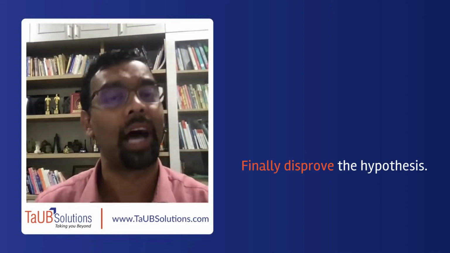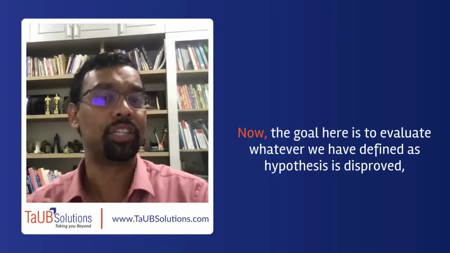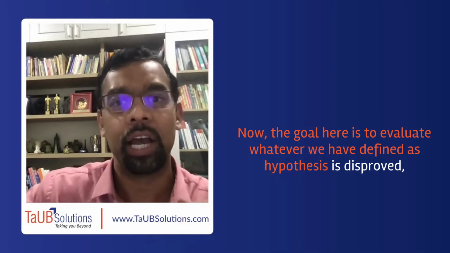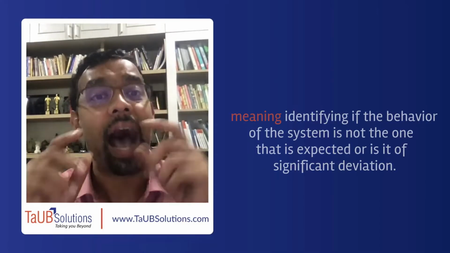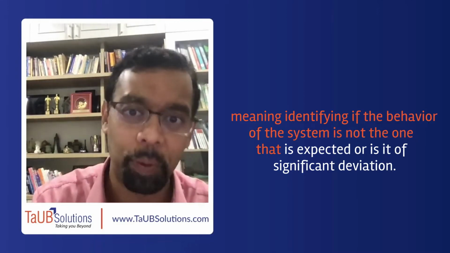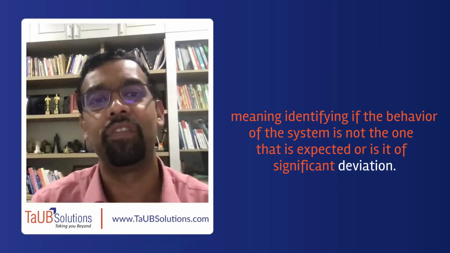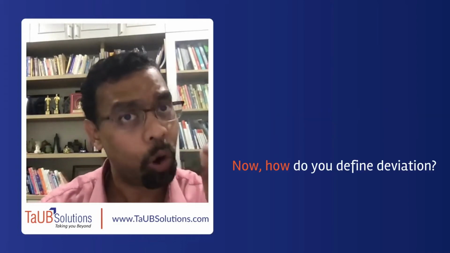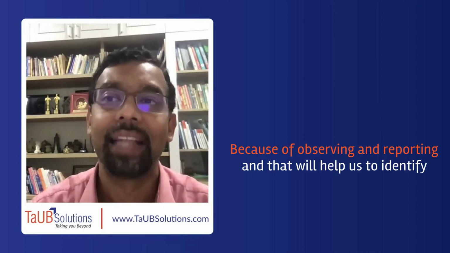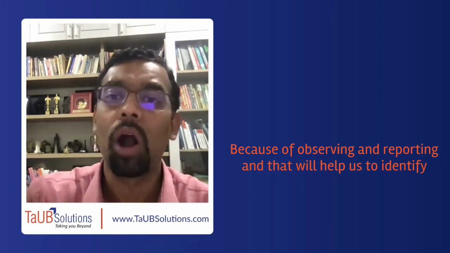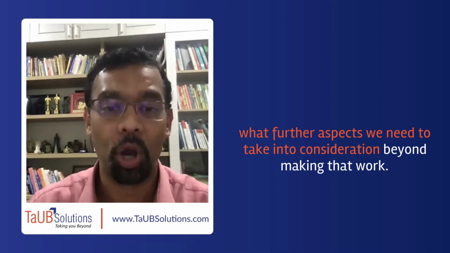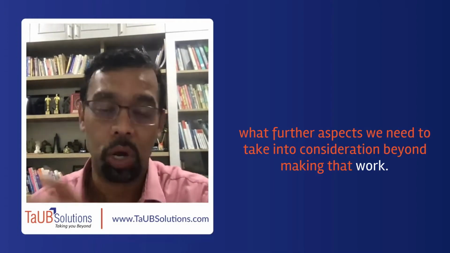Finally, disprove the hypothesis. Now the goal here is to evaluate whether whatever we have defined as hypothesis is disproved, meaning identifying if the behavior of the system is not the one that is expected or is of significant deviation. Now, how do you define deviation? Because of observing and reporting, and that will help us to identify what further aspects we need to take into consideration beyond making that work.